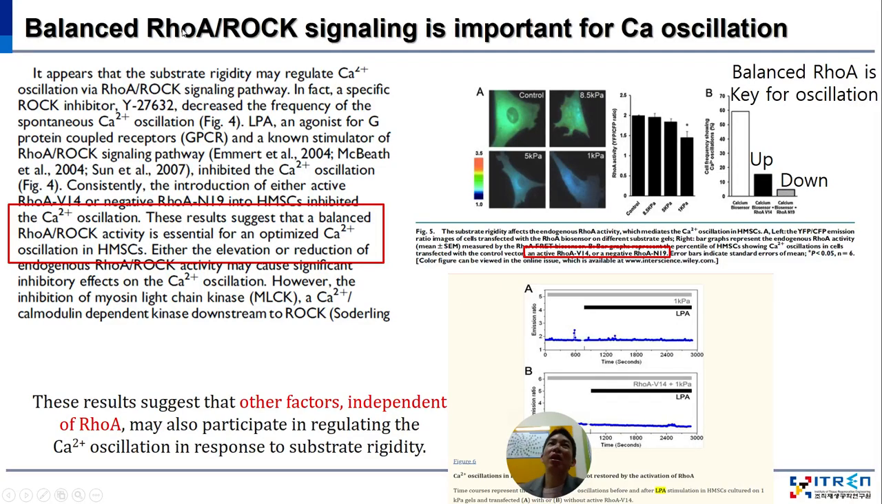So we can say that balanced ROCK signaling is important for calcium oscillation. From the previous ROCK pathway inhibitor, the Y compound, as well as LPA, the agonist of the G protein-coupled receptor, which is known to act on the ROCK signaling pathway, they all inhibit the calcium oscillation a little bit. And then, actually, here they also found out that this Rho active plasmid as well as the Rho knockdown plasmid, when they treat, they all inhibit the calcium oscillation.